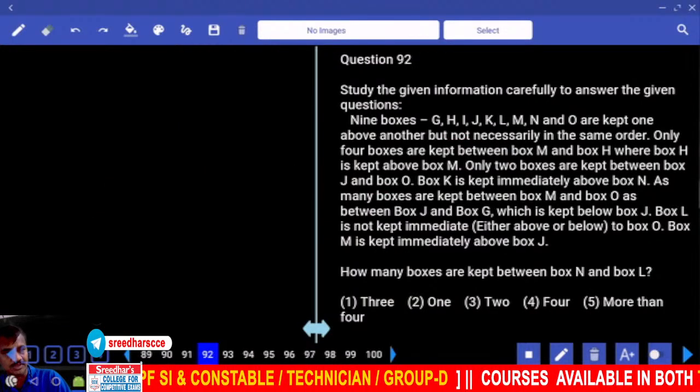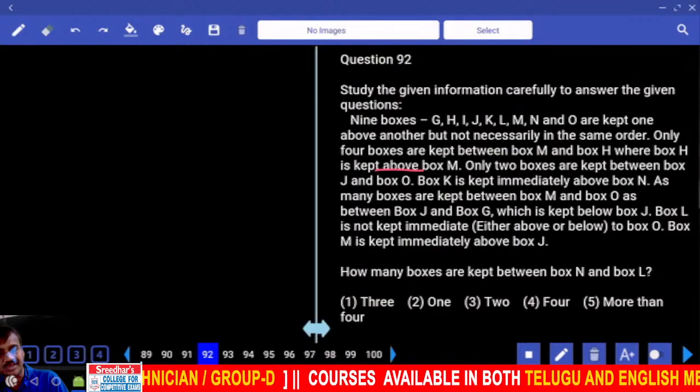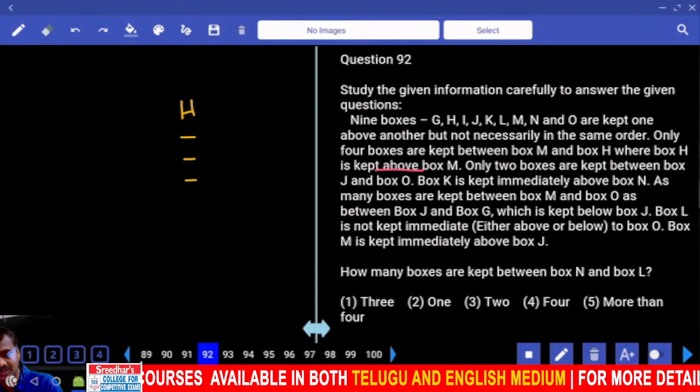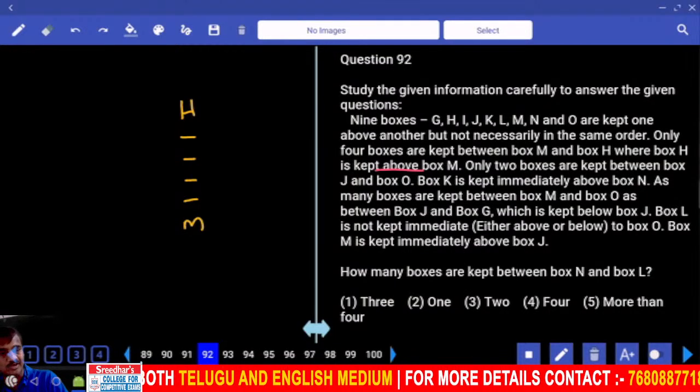Then here in this one, only 4 boxes between M and H, and H is kept above M. And 1, 2, 3, 4, M is here. Now 6 boxes were covered. Now we are left with 3 more.